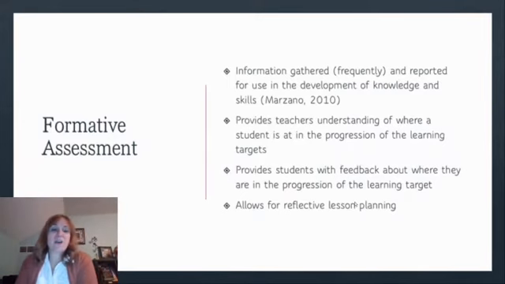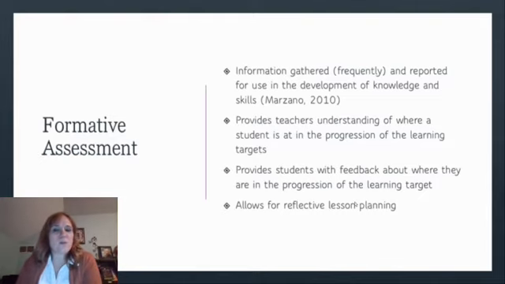Formative assessment is information gathered frequently and reported for use in the developing of knowledge and skills, according to Marzano. Now, reported doesn't always mean graded. Reported means documented. So we want to see that documentation of growth is going on. And that's often sometimes what we miss. If we do a Fist to Five and we have mostly 2s or 3s, we've got to take that glimpse in our mind, but sometimes we don't always report that out or document why we're changing that in our plans or what our targets are for the learning.